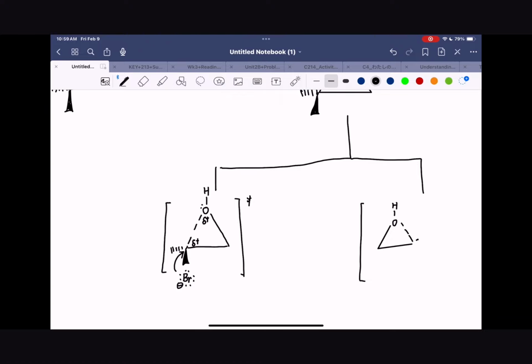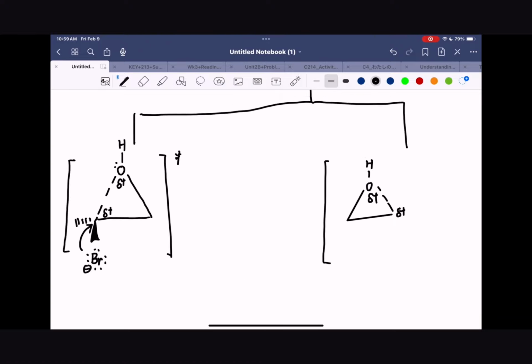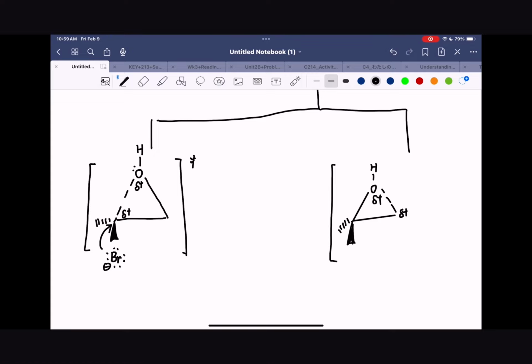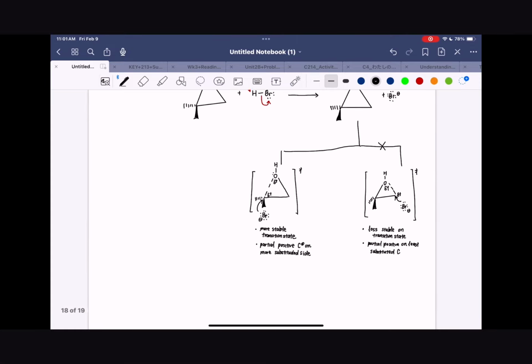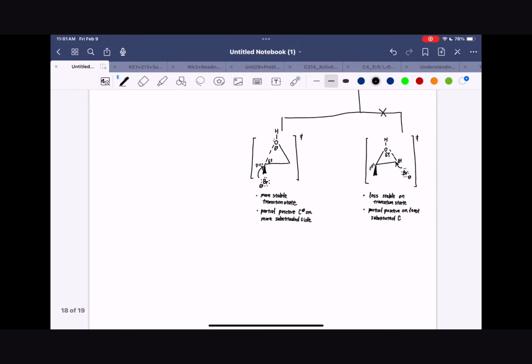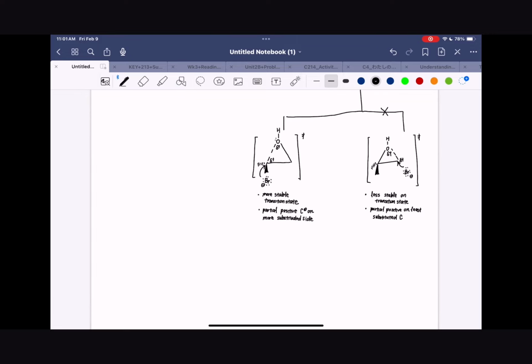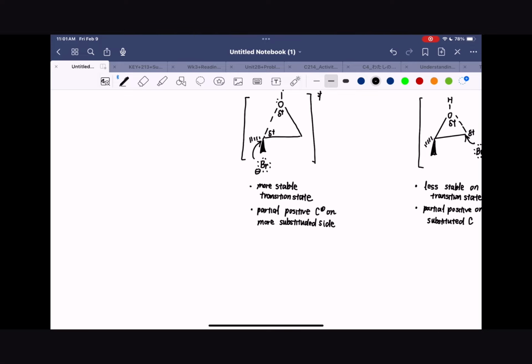In the second pathway, the exact intermediate is shown, except now bromide is attacking the less substituted carbon. Note that now the partial positive charge is on the less substituted carbon, which is less able to stabilize it with electron-donating groups like methyl, making the whole transition state more unstable and unfavorable. Thus, bromide will not attack at the less substituted carbon, and the reaction will proceed only via the first pathway, where the partial positive carbon being on the most substituted side makes the transition state more stable.